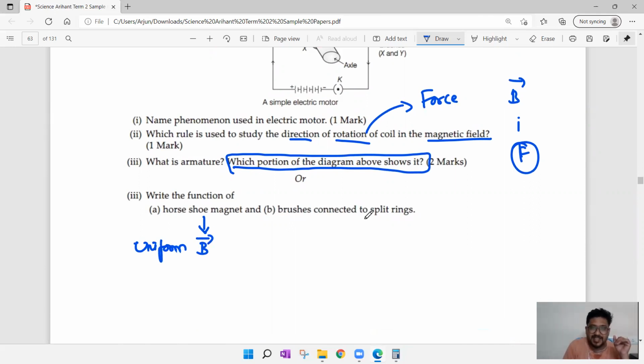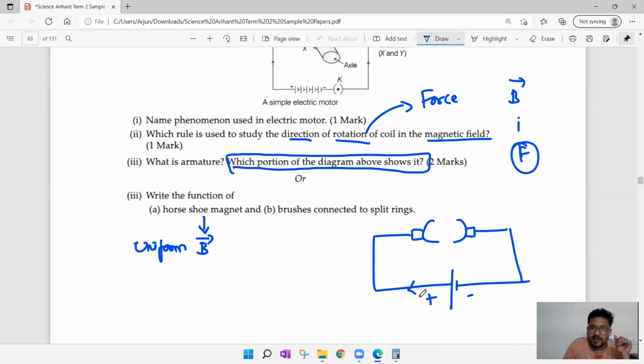Next, brushes connected to split ring. You see there will be split rings like this and brushes are connected, right? Now the function of brushes connected to the split ring of the motor is to provide current through the coil. Simple. You see here, it is connected to power source, positive and negative, and current will be passing like this. That current has to pass through the split rings, so brushes are used. That is the only thing used to provide current to the coil. Like that you have to write the answer.